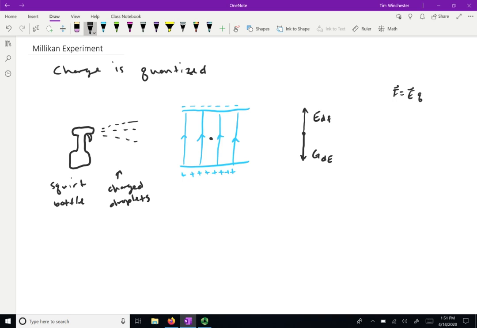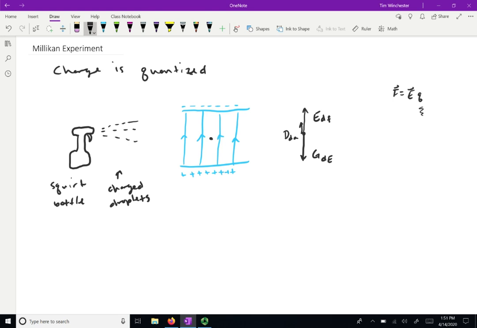Now, a detail of the experiment that you can read about in the textbook if you're interested, but I'm not going to go into a lot of work with, is that the air resistance is actually kind of important and actually helpful in doing this experiment. So we can include some air drag, so drag on the droplet by the air, and that also comes into play. But for the purposes of understanding the experiment, all you really need is that we can tell what that charge is from doing this.